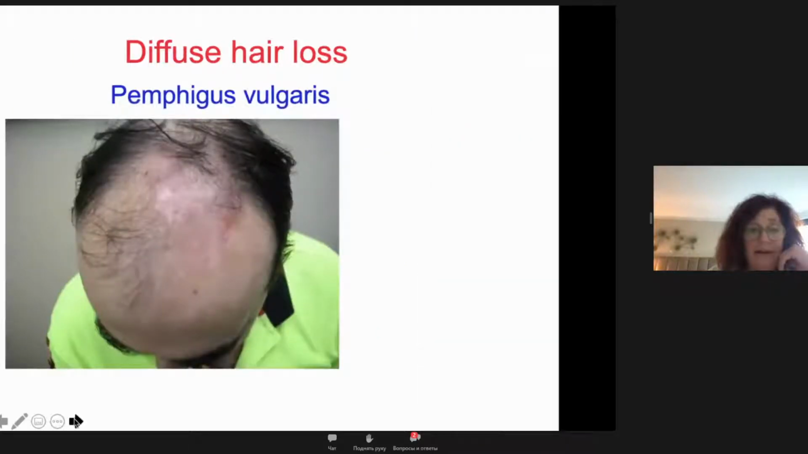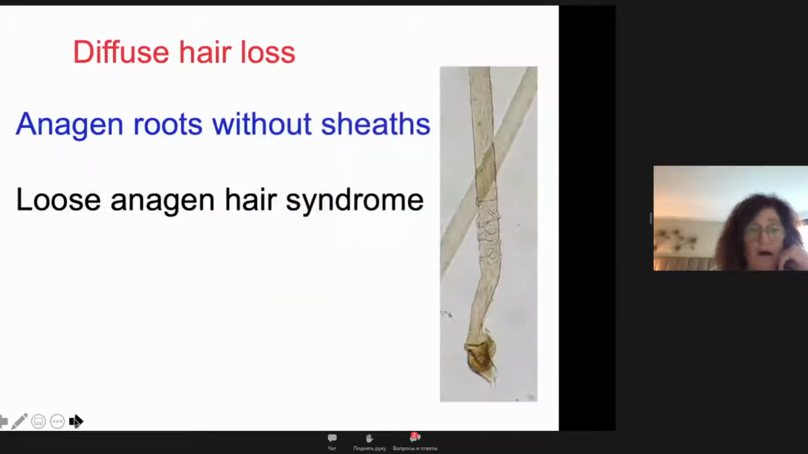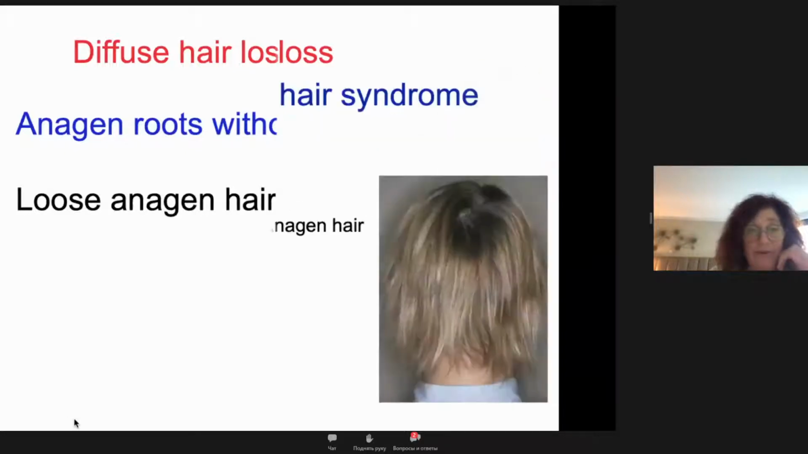And here is an example of diffuse alopecia from pemphigus vulgaris, and pemphigus vulgaris also causes loss of anagen hair with sheaths. And then anagen roots without sheaths. These are the marker of the loose anagen hair syndrome.